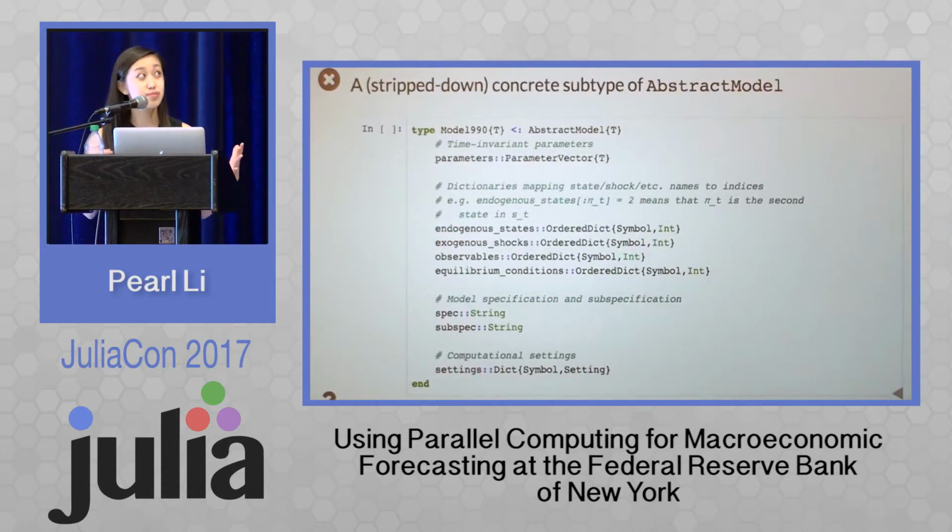So for a very stripped down version of what this would look like, we have a type declaration for type Model990. So you can see how we have this vector of parameters. We have some dictionaries that map the names of the states, shocks, observables, et cetera, into indices. And then we have some additional information about the model, as well as some computational settings. So there are actually many more fields, but these are kind of the most important ones.